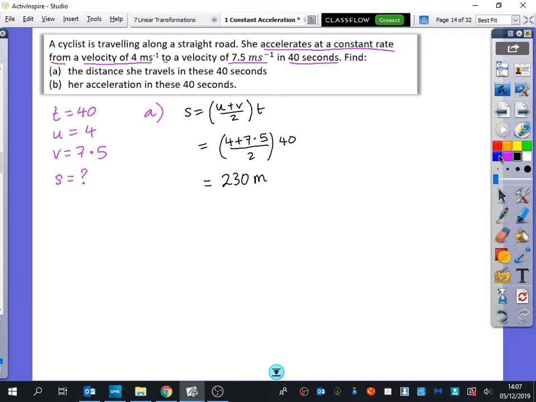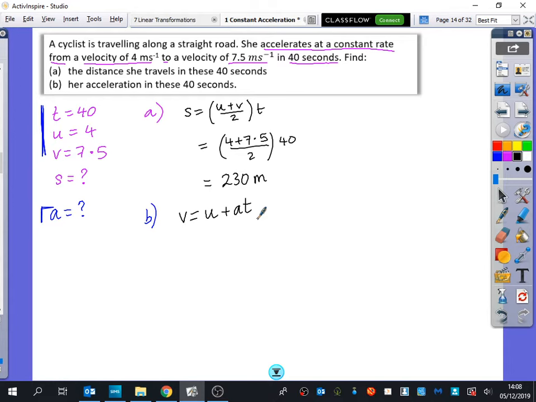The second thing is going to be the same set of values that we've got. We've still got t, we've still got u, we've still got v, but they want to find her acceleration in these 40 seconds. So we're going to try and find out what the acceleration is using these 3 and this one that I've got here. So for part B of the question, the formula that links those together is v equals u plus at. Do you notice how I haven't rearranged the formula? I'm not going to rearrange the formula here. I'm going to substitute in the values and then I'm going to solve the equation.